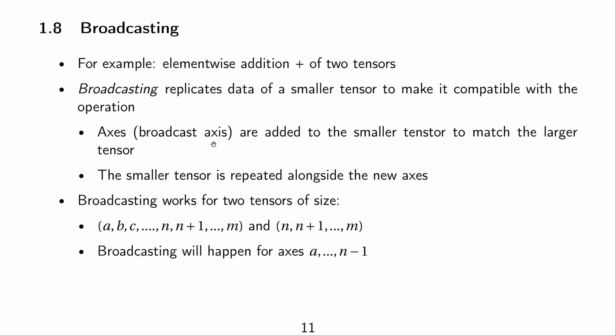So in general, the larger tensor will have a bunch of leading axes here, and then it will have the axes that are in common with the smaller tensor, n, n plus 1, and so on to m. This is the size of the smaller tensor. And so what will happen is that these axes a, b, c up to n minus 1 will be added to the smaller tensor, and then the tensor will be replicated along these axes.